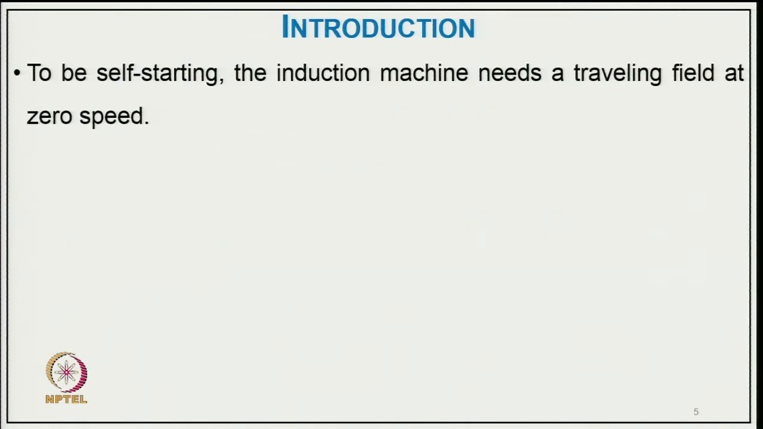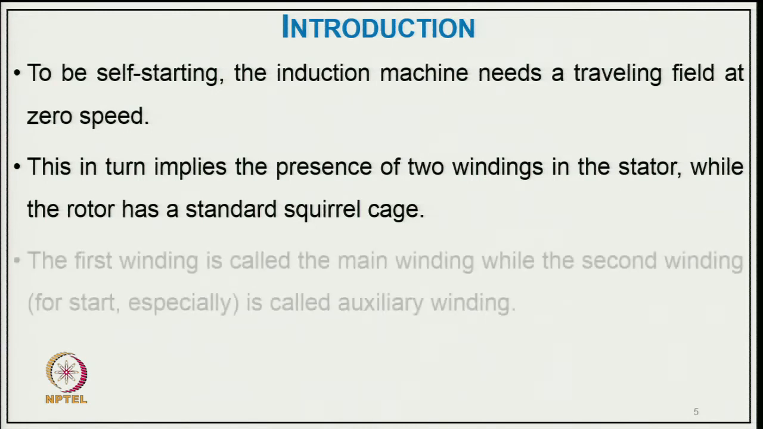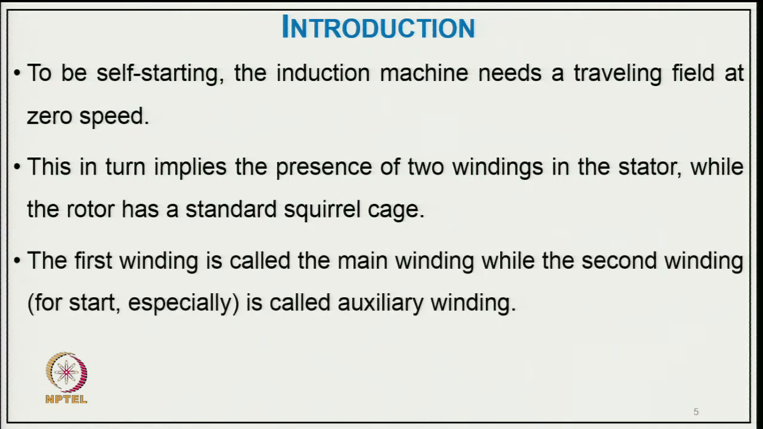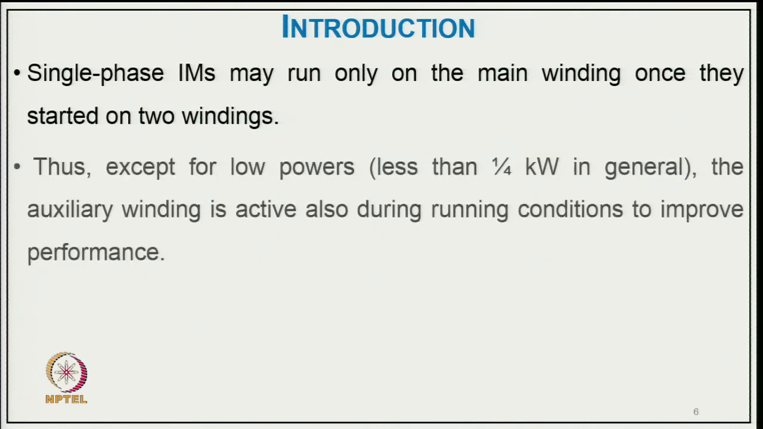To be self starting, the induction machine needs a traveling field at zero speed. This in turn implies the presence of two windings in the stator, while the rotor has a standard squirrel cage. The first winding is called the main winding, and the second winding, used for starting, is called the auxiliary winding. A single phase induction motor may run only on the main winding once it is started with two windings.